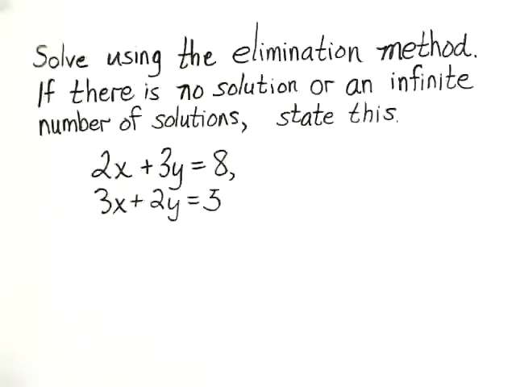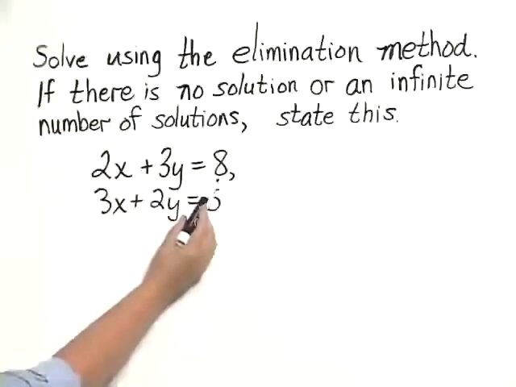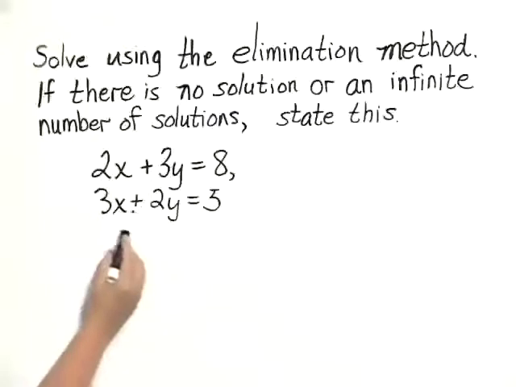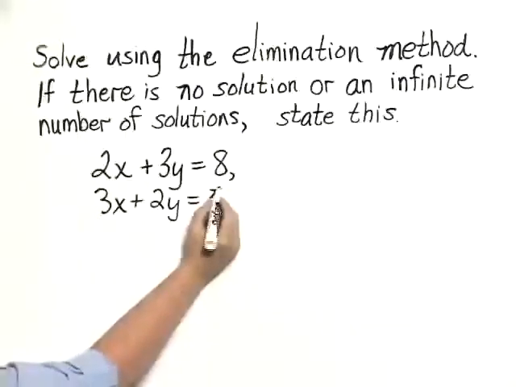Solve using the elimination method. If there is no solution or an infinite number of solutions, state this. We have the system 2x plus 3y equals 8, 3x plus 2y equals 5.